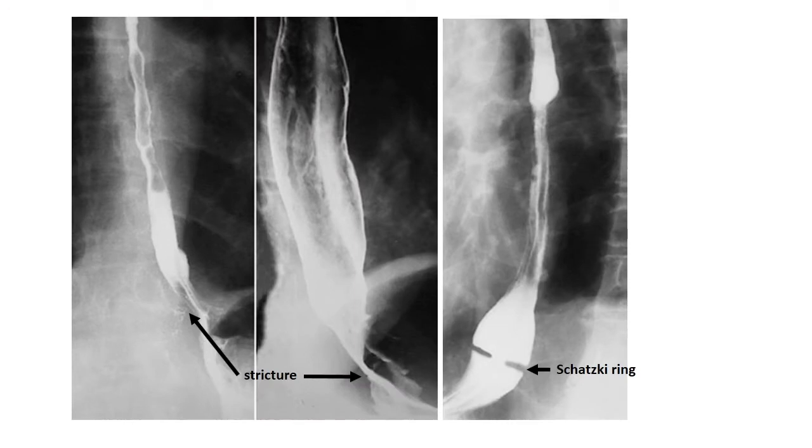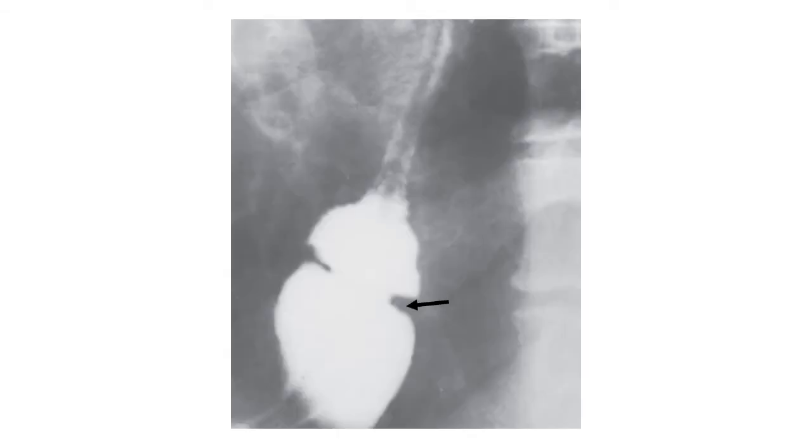These are some other barium studies, showing the stricture and Schatzki ring. Both of the left radiographs are showing the stricture that is present in the lower end of the esophagus, while the right one is showing a Schatzki ring of the lower esophagus, that is the infolding of the muscular wall just above the diaphragm. This is another picture that is clearly demonstrating the presence of the ring in the lower part of the esophagus, that is the Schatzki ring.